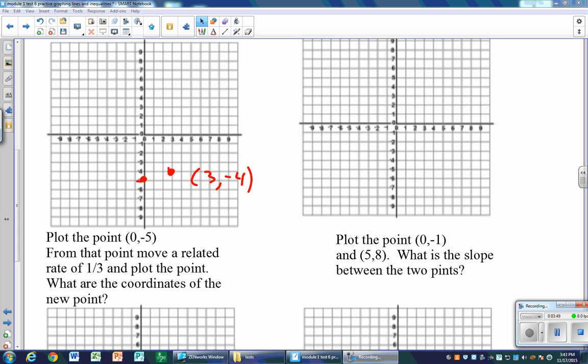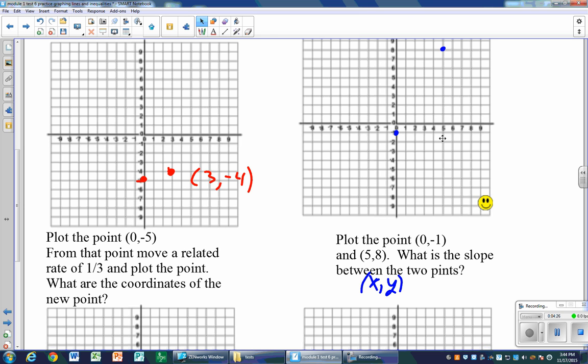Now let's take a look at the next one. Plot the point 0, -1, and 5, 8. I am above the 5. So I'm above or below the 5, and I am at the same level as the 8. The x value is 5. The y value is 8.